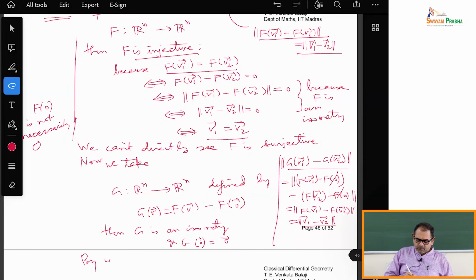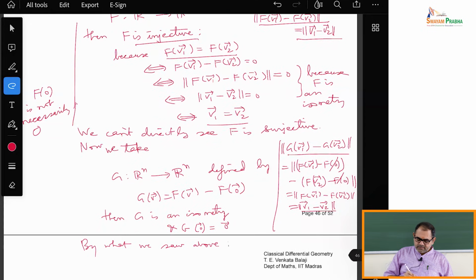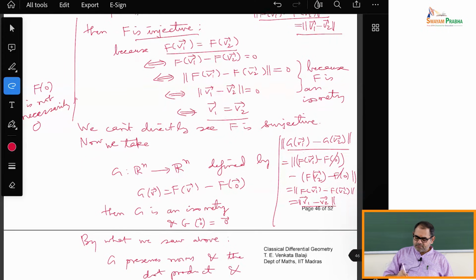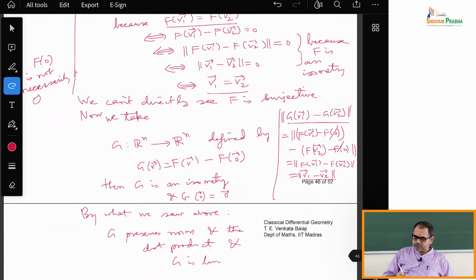By what we saw above, g preserves norms and the dot product, and g is linear. Okay, now what I'm going to do is recall a little bit of linear algebra, the so-called rank-nullity theorem.